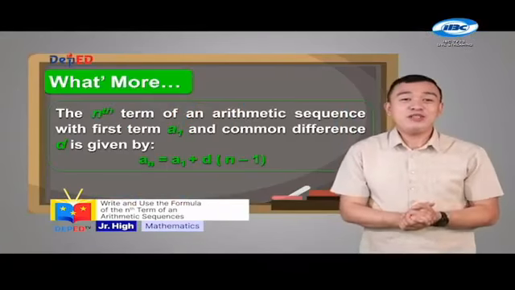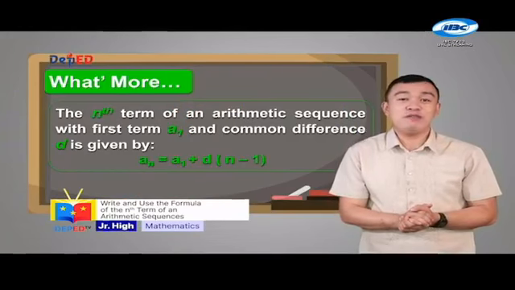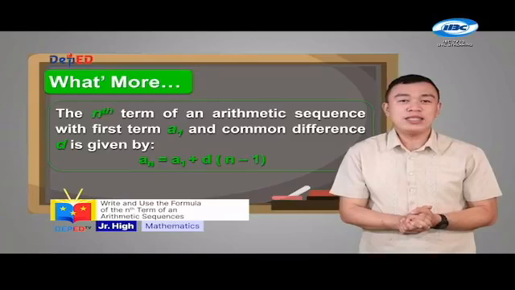Remember, the nth term of an arithmetic sequence with first term a sub 1 and common difference d is given by a sub n is equal to a sub 1 plus d times n minus 1. Again, the nth term of an arithmetic sequence with first term a sub 1 and common difference d is given by a sub n is equal to a sub 1 plus d times n minus 1.